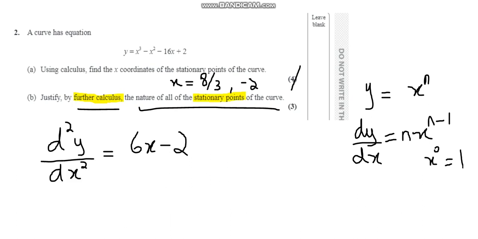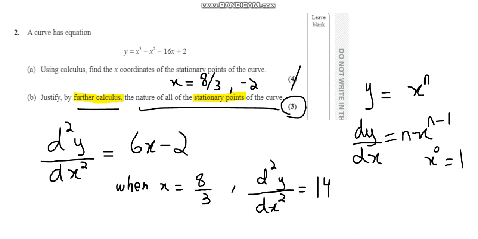So guys, if you look at the marks here for the B part, we have a 3 marker question where they ask us to find using the calculus, for further calculus, and we did the second differential, so that's 1 mark. And now they say the nature of all the stationary points of the curve. The stationary points we found for the first differential were x is equal to 8 upon 3 and minus 2. So what you can do is just plug in these values separately and just check what the result comes out.